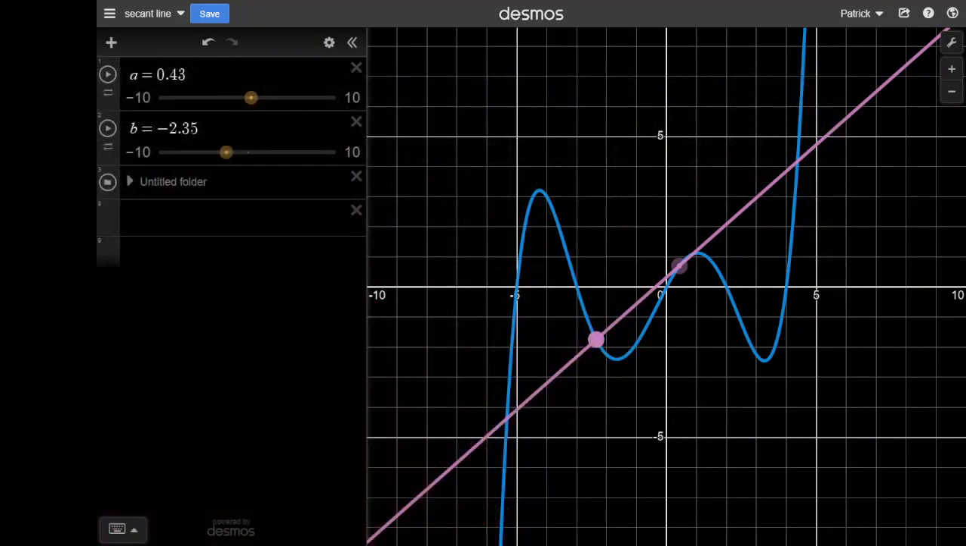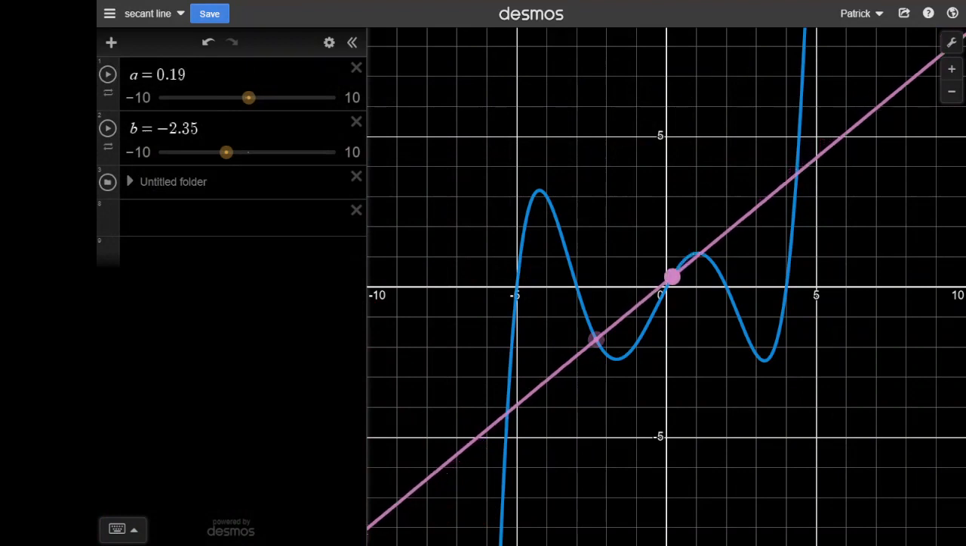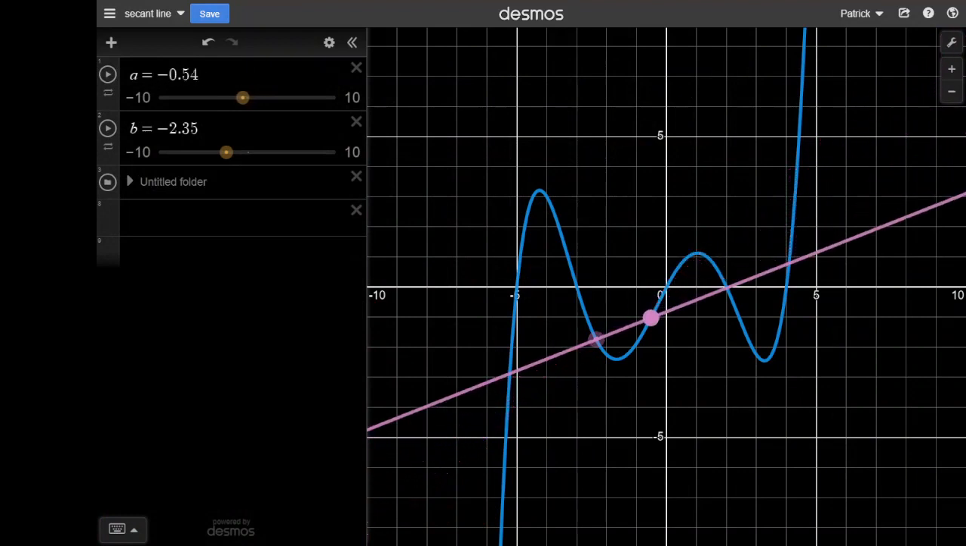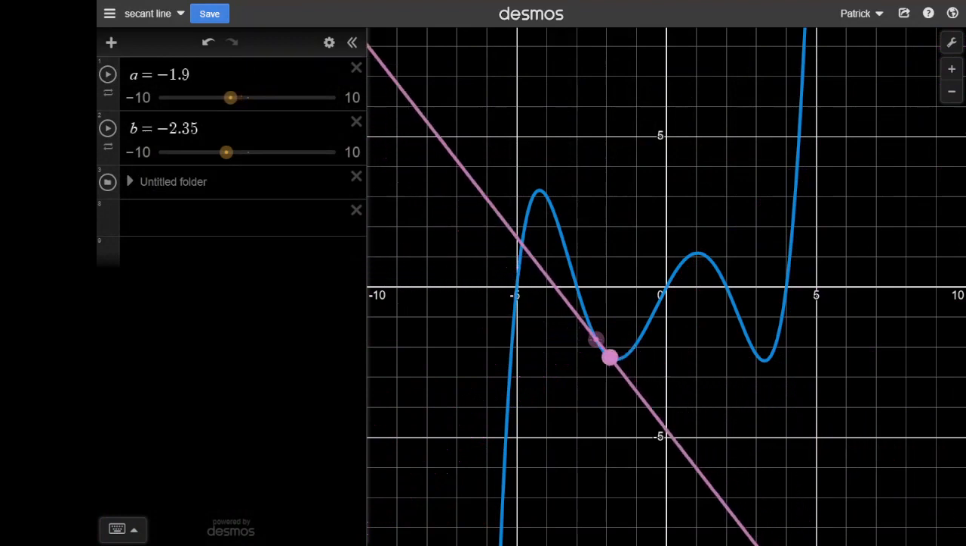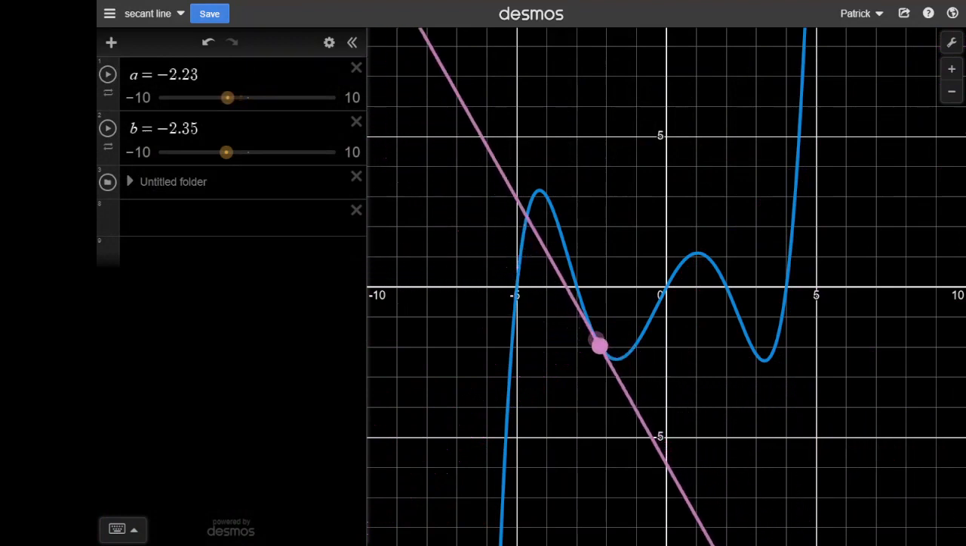If we want a tangent line, what I'm looking to do is to take these 2 points and bring them as close together as possible so that when you zoom in, you can't really tell that the points are different. And if we can do this just right, then we can write the equation of our tangent line.